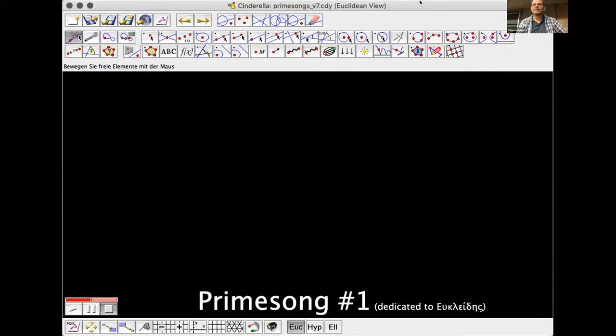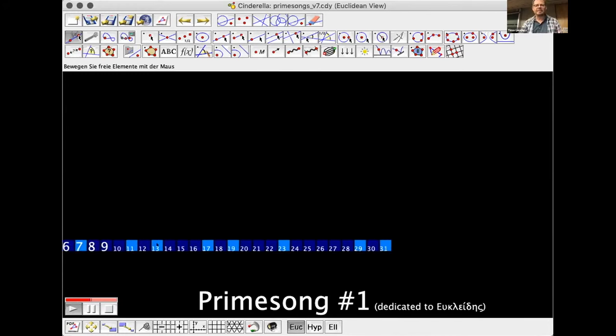Last piece for today. It's Prime Songs, not by me. I will play prime song number 1, which simply gives a tone whenever a prime occurs, and it sounds something like this. You see? You can see the numbers in it.